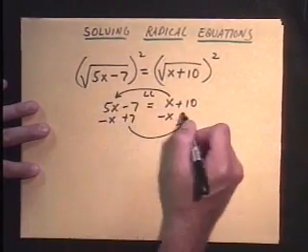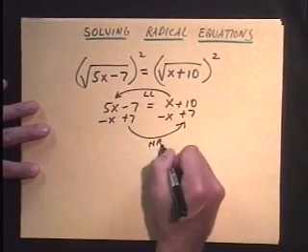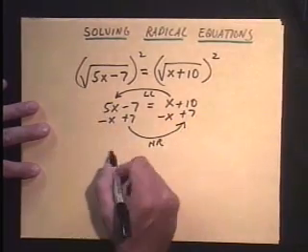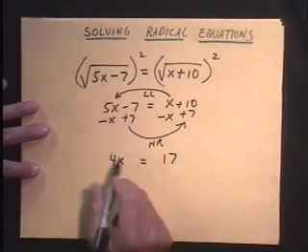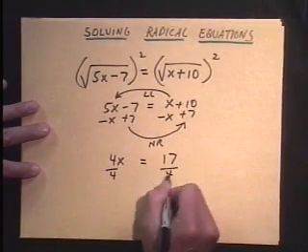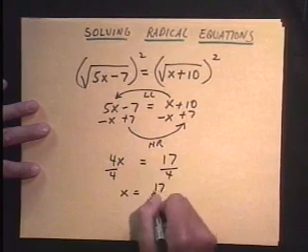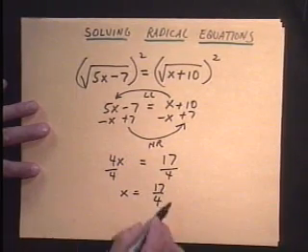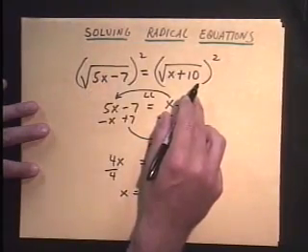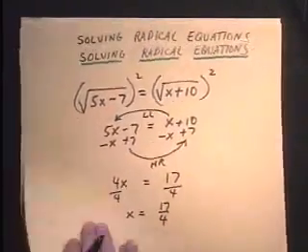And add 7 to both sides. That's numbers right. And we end up with 5x minus x is 4x equals 17. Divide both sides by 4. And we have conquered yet another radical equation. X is 17 fourths, which would check if I plugged it in here. Take my word for it.